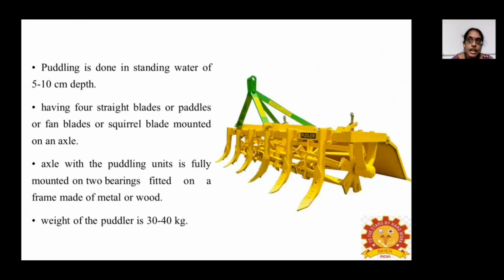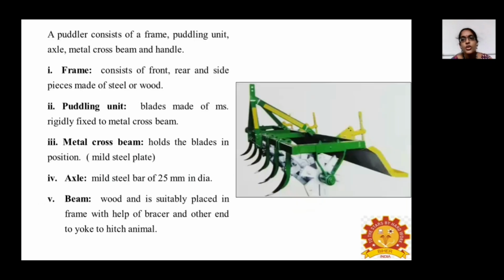The puddling is done to a depth of 5 to 10 centimeters, and it has 4 straight plates and paddles, which are mounted on flange blades, or a blade mounted to an axle. The axle consists of puddling units, which are firmly mounted on 2 bearings fitted on the frame or the metal wood, and the weight of the puddler is normally about 30 to 40 kg. The puddler consists of the frame, puddling unit, metal cross beam, axle, and the beam.